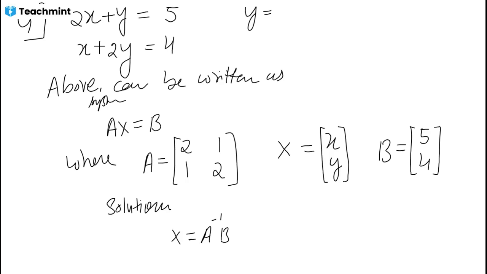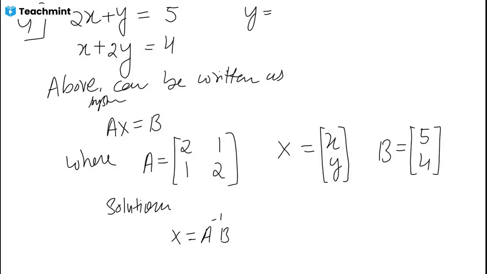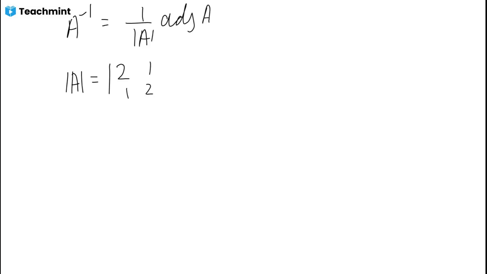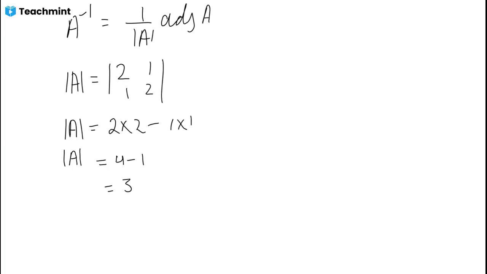To find A inverse, we have 1 upon determinant of A into adjoint of A. That is why we need the determinant of A. So for the determinant of A, put the elements of this matrix in this form, having 2, 1, 1, 2. Multiply the diagonal elements first: 2 into 2 minus 1 into 1. We have 3.